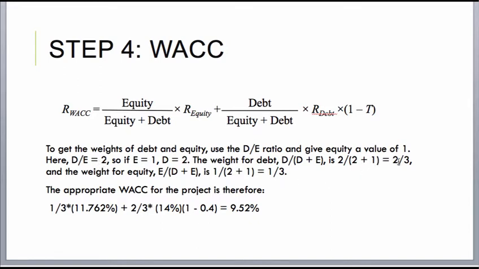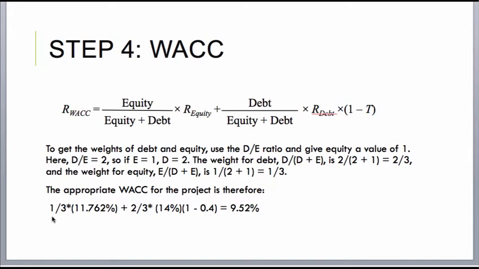So we can give equity a value of 1 and debt a value of 2. Then it is easy. The weight of debt is D divided by the combination of D and E, which gives you 2/3. Because we gave equity a value of 1, the sum of D plus E is 2 plus 1, which equals 3. So the weight of equity is 1/3.